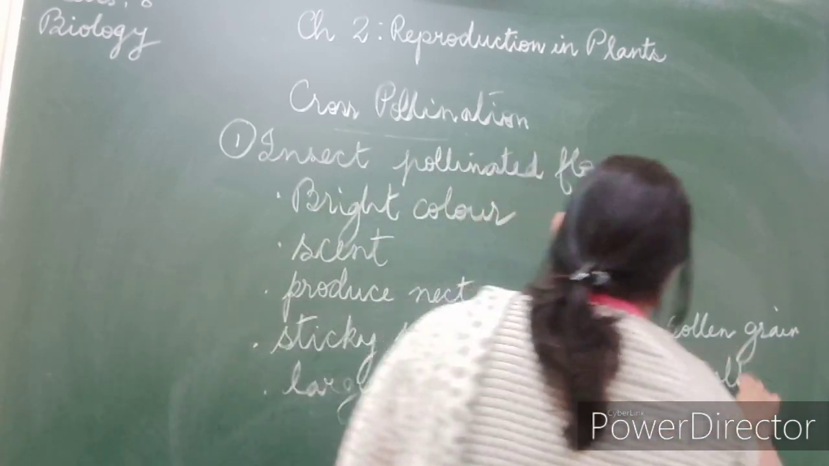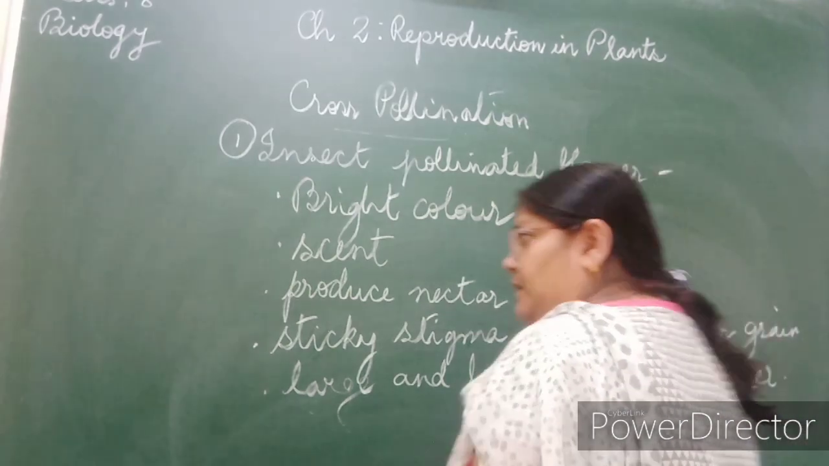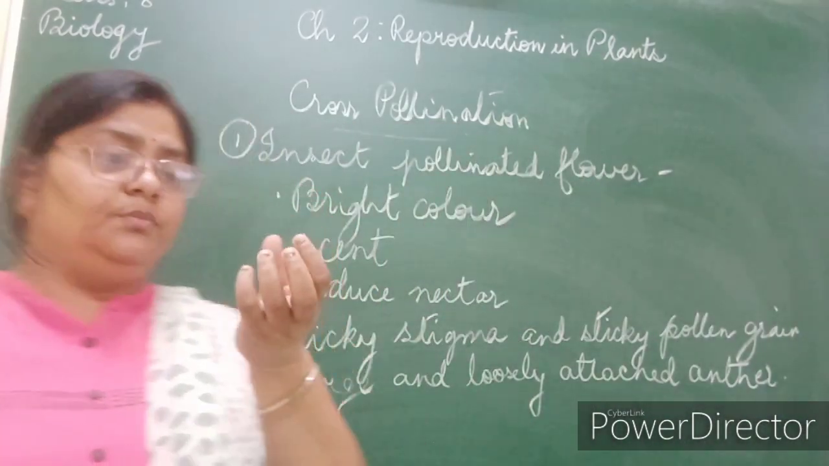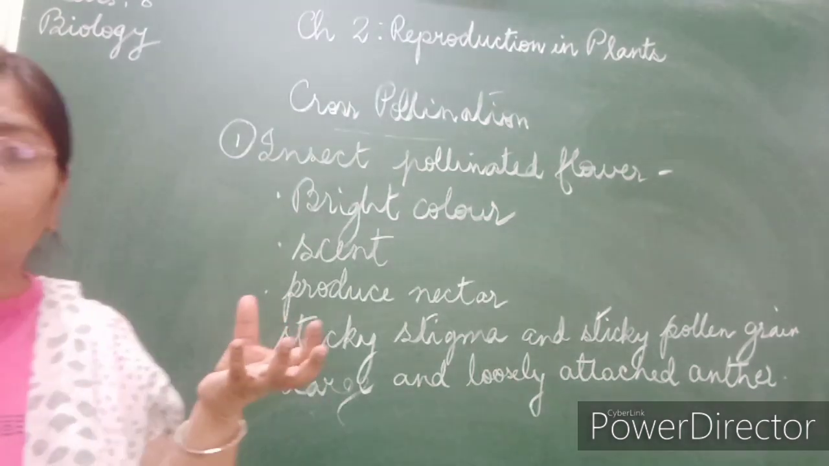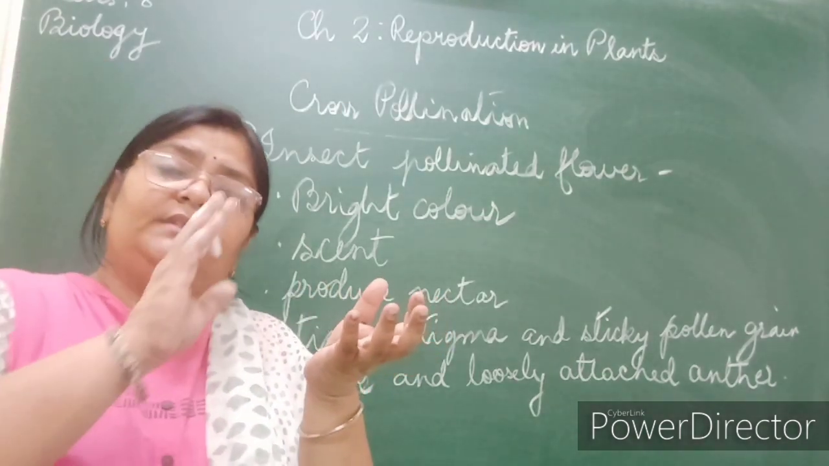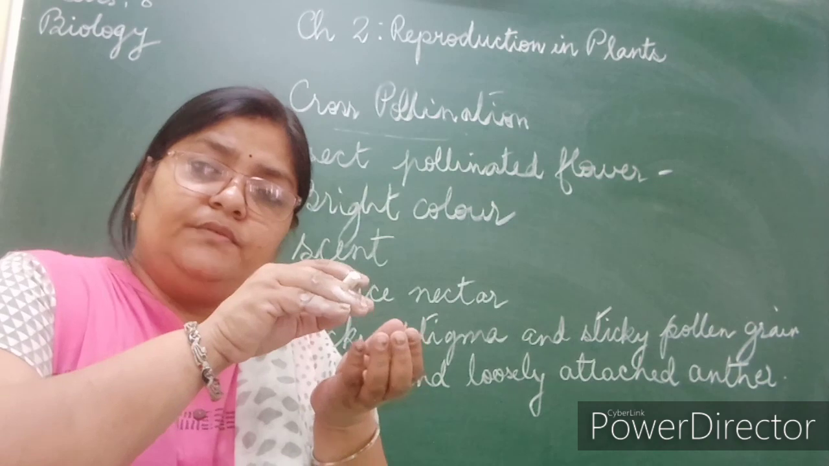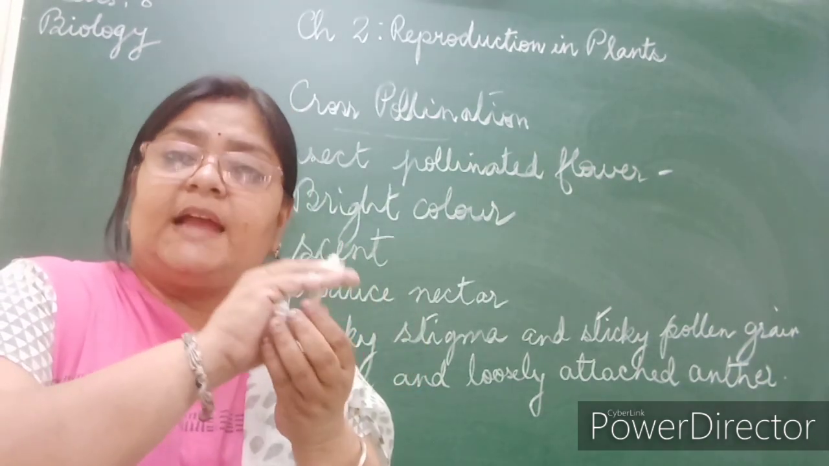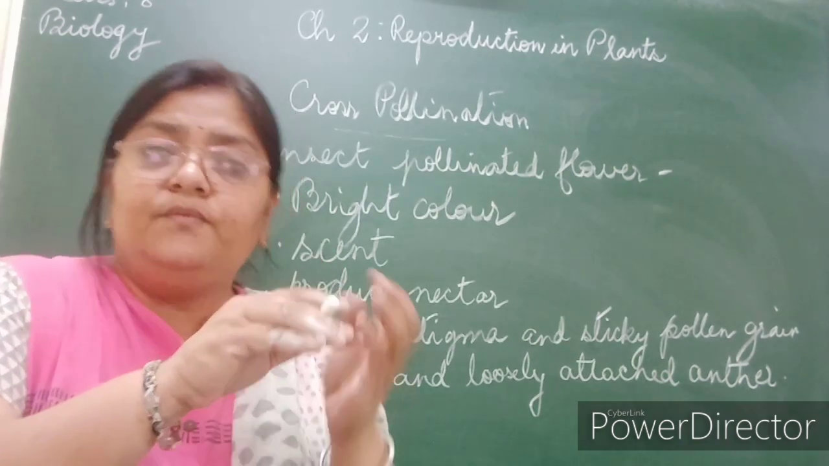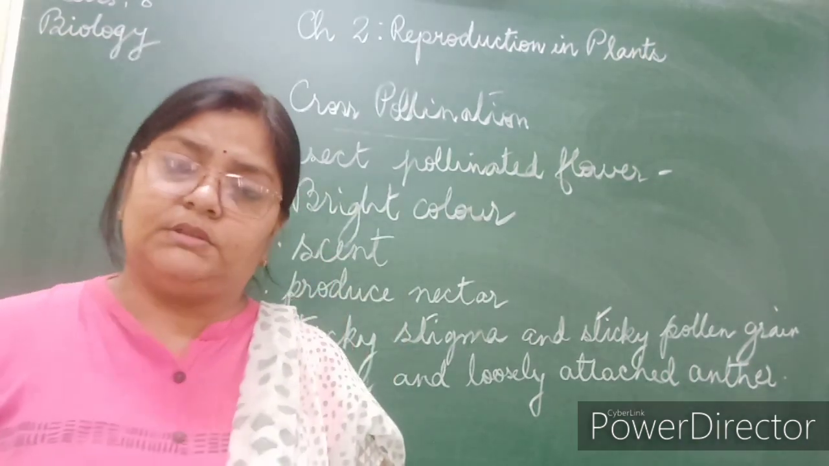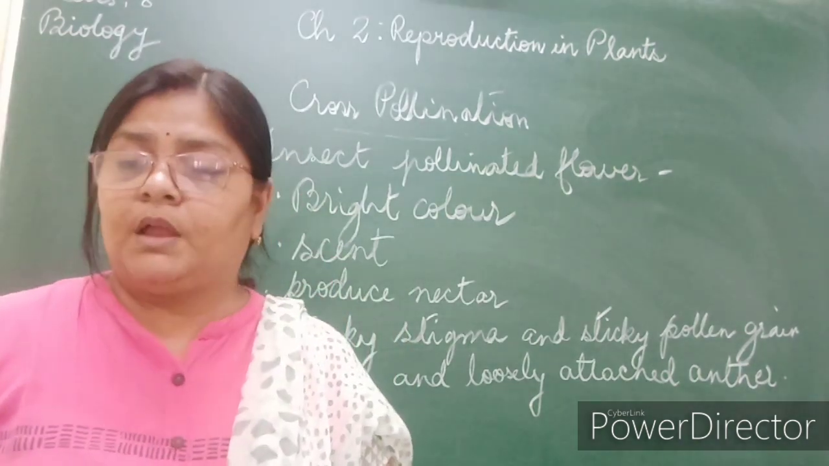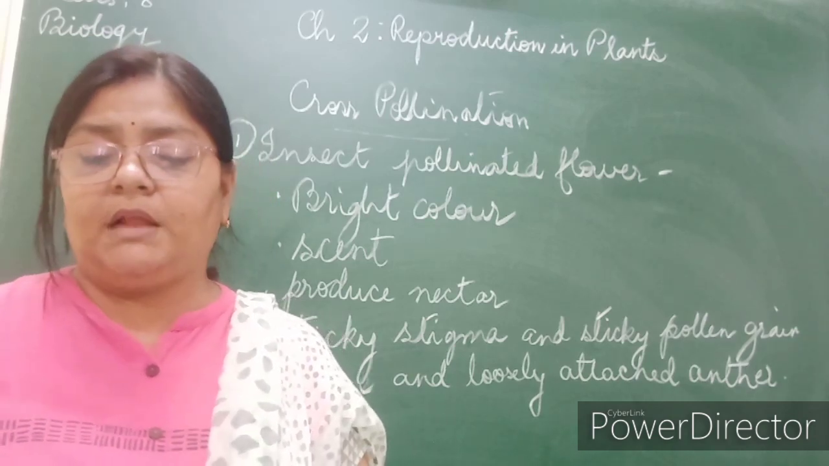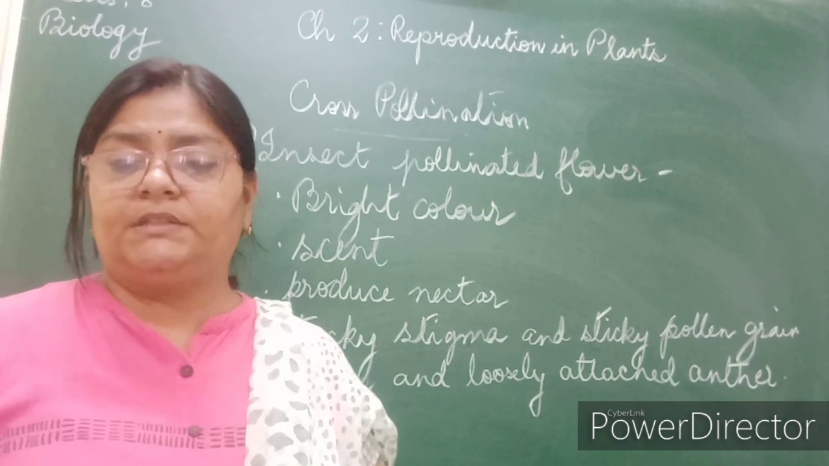That is, the anther has the pollen grains in it. So if they are loosely attached and they are protruding out large, then what will happen? Very easily when the insect comes and sits on the flower, it will get in contact with the anther, and therefore the pollen grains will get deposited on its body. So this is how insect pollinated plants are helped by their features.